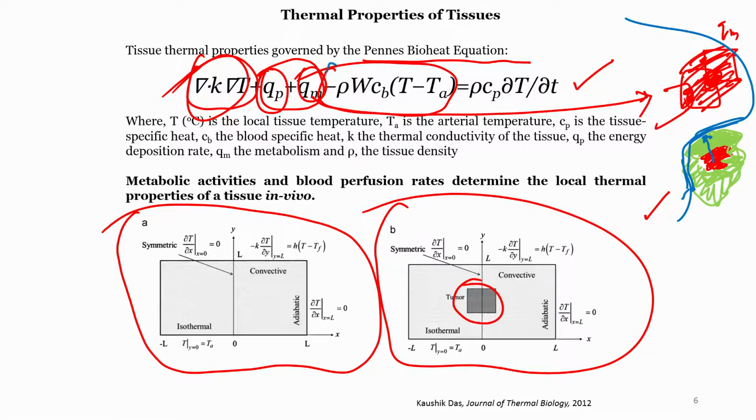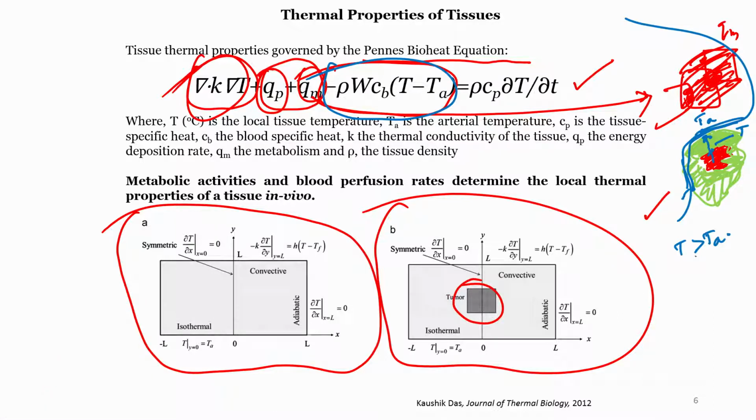That is modeled through this part of the equation, which is rho omega Cb (T minus Ta), where omega or W is the perfusion rate. Here Ta is the arterial blood temperature, and T is the temperature of the tissue. So, for any thermal conduction you need to have a temperature gradient, right. So, this will be the temperature of the tissue T and this will be the arterial temperature Ta, and most often T will be greater than Ta. So, the thermal gradient will be this side.